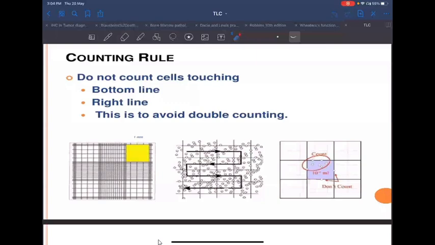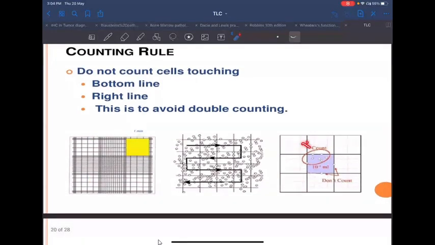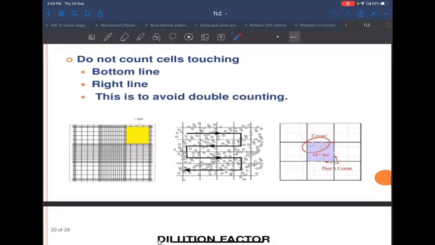We count cells present in all four of these squares, and we don't count the cells touching this. If a cell is present here, it won't be counted in this square, but it will be counted in this one, because we count cells which are on the left and the above lines. Cells touching the left line and the above line of the square are only counted.